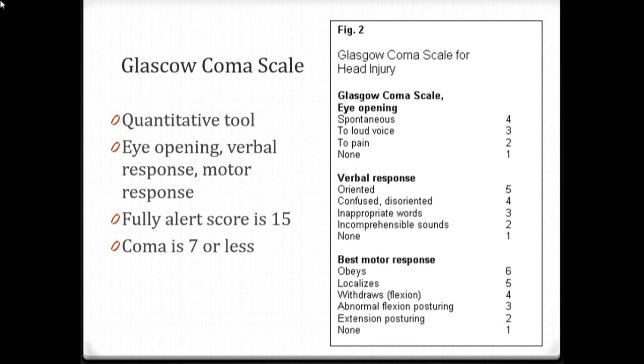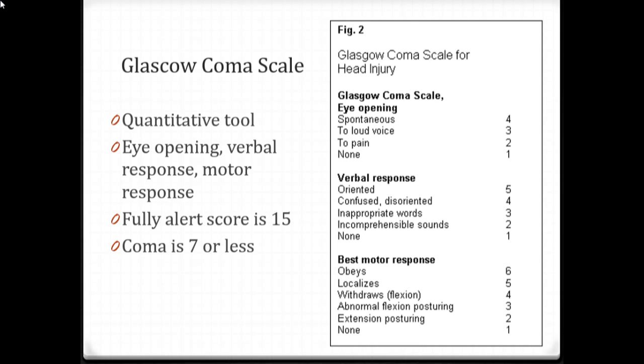Or did you have to poke them painfully? I don't mean we're going to stab them with something, but sometimes you'll use the end of a paper clip. Or did they not respond at all? And then verbal response. What are they? Are they oriented? Do you consider them oriented? Are they confused, a little disoriented? Are they using inappropriate words? If they're talking to you and maybe they're talking about their dog, and they're calling it a barbecue sandwich or something like that. Incomprehensible sounds, and then they'll have none there.